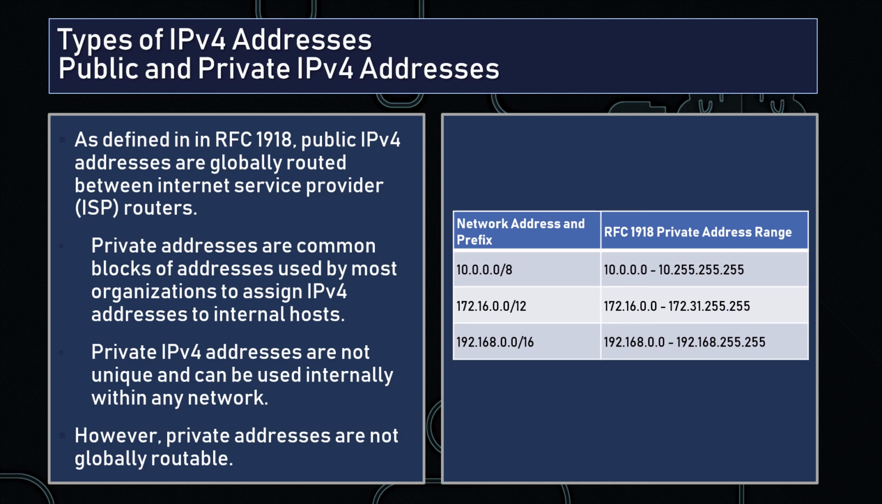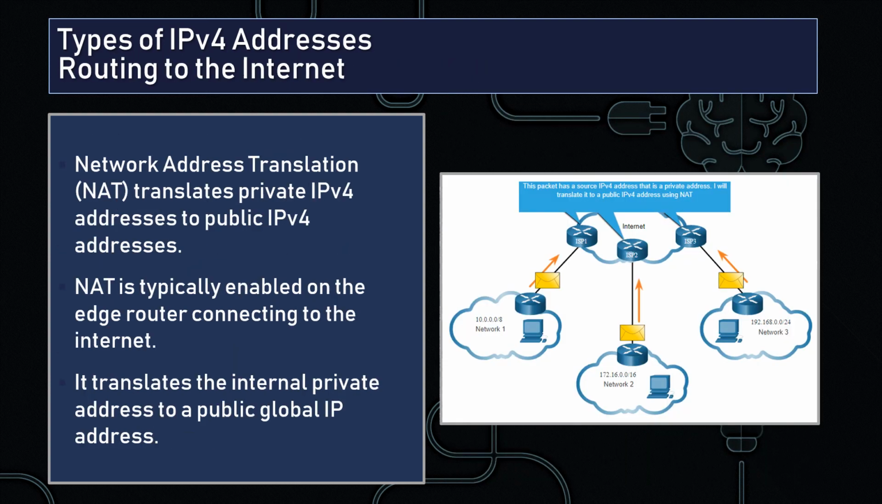So we see that a Class A private range would go from 10.0.0.0 to 10.255.255.255 max. A Class B is a /12 subnet mask, so that's 172.16.0.0 to 172.31.255.255 max. 192.168.0.0/16 is a Class C private address, and that goes from 192.168.0.0 to 192.168.255.255 max. NAT translates from private IPv4 addresses to public IPv4 addresses. So we have a ton of hosts inside of a network, and the edge router is then able to translate one to the other.